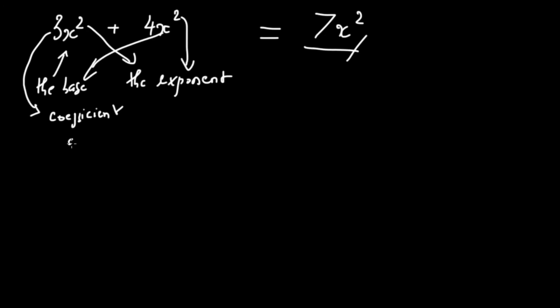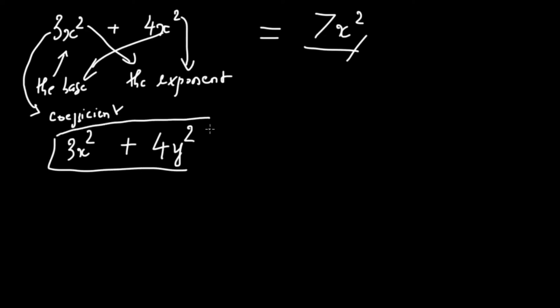For example, 3x squared plus 4y squared. You see, even though the exponent is the same, the base is different, so they are not like terms. So you cannot combine them together, and this is just the final form of it.